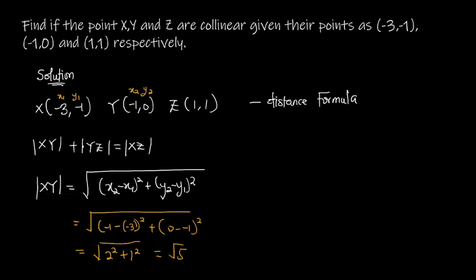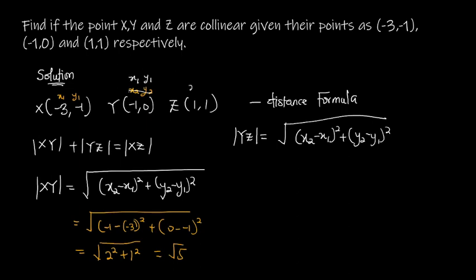Alright, so let's go ahead and calculate the distance yz. The distance yz is equal to the root of (x2 minus x1) squared plus (y2 minus y1) squared. In this case, because we are starting with the points y and z, this now becomes my x1, my y1, and this becomes my x2, my y2. So this is equal to the root of my x2, which is 1, minus my x1, which is -1, squared, plus my y2, which is 1, minus my y1, which is 0, squared.